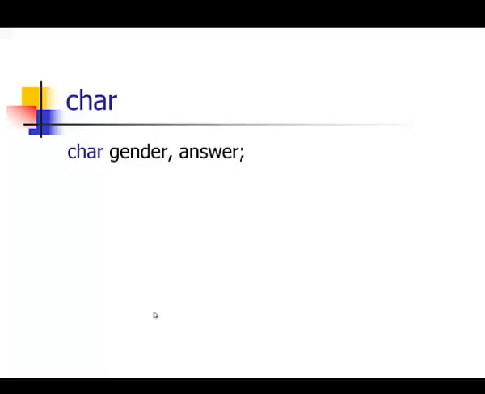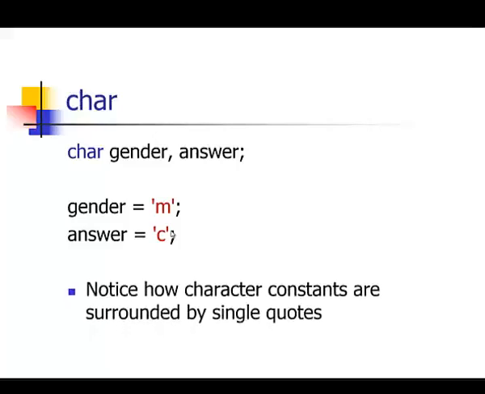Here I've defined it by using the keyword char that identifies the type of the variable, followed by the name of the variable that I chose, gender, comma, then another one, answer. So here I've created 2 variables of type char. I've assigned the first one, gender, with the value M, and the second one, answer, with the value C. Remember how character constants are surrounded by single quotes.